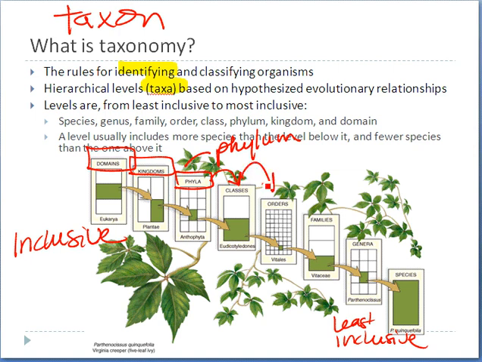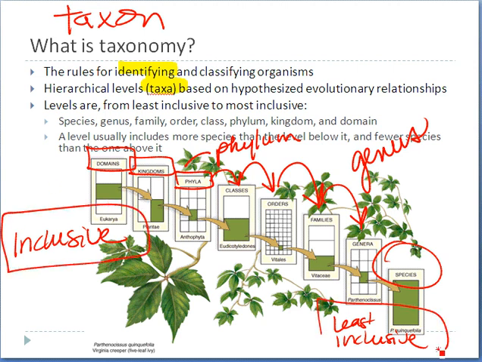Within each one of those orders, there are a number of families. And within each family, one or more genera. Genus is singular. Genera is plural. And lastly, there are a number of species within a genus. Okay, one or a number. So we go from, as I said, most inclusive down to least inclusive. You should know this order: domain, kingdom, phylum, class, order, family, genus, species.